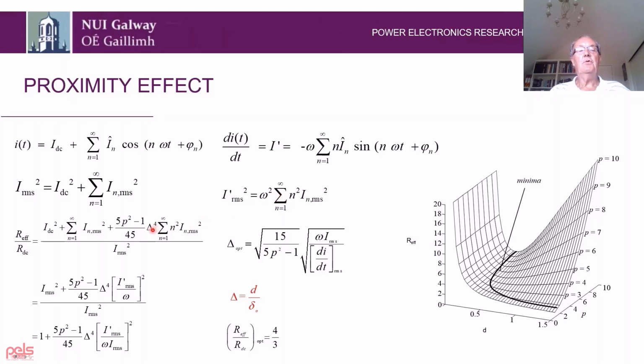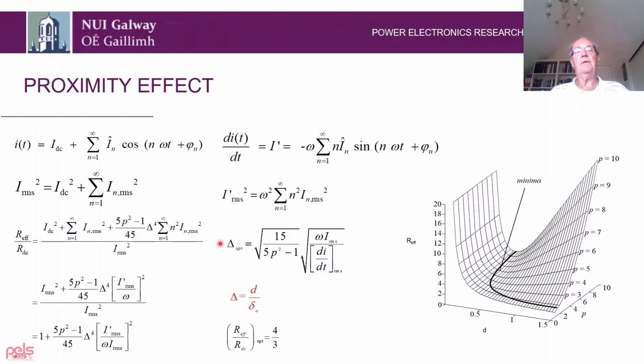And if we put the two of these in here, we end up with a very neat formula that says our effective resistance to our DC resistance is simply a function of the number of layers, the RMS current, and the derivative of the RMS current. And that represents an approximation to the curve in the area of this minimized point here. And finally, at the optimum point, the AC resistance to the DC resistance is simply 4/3.